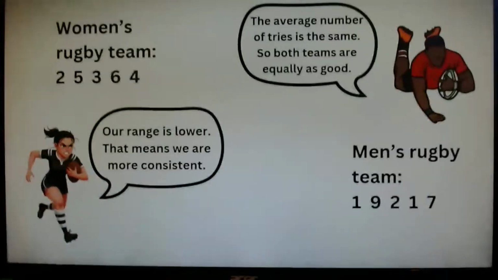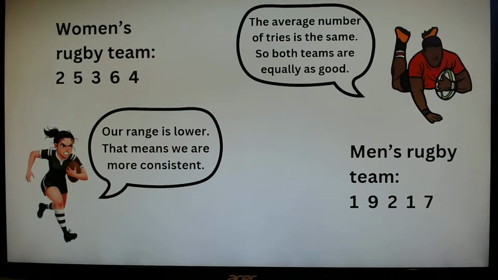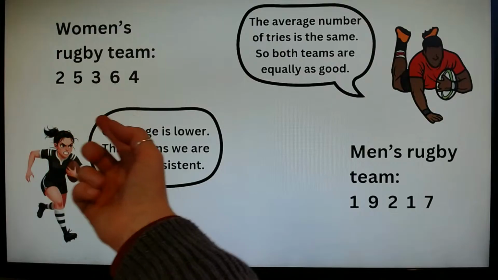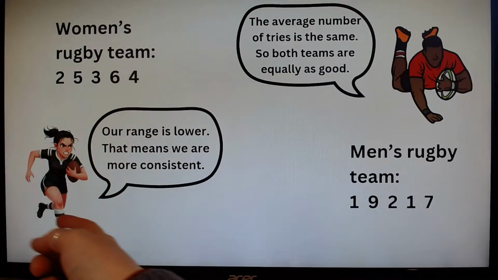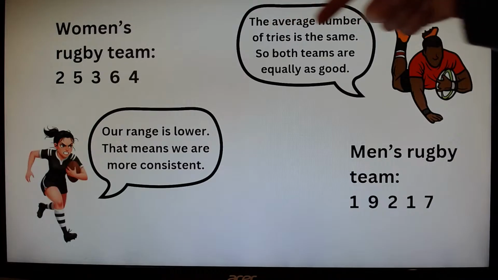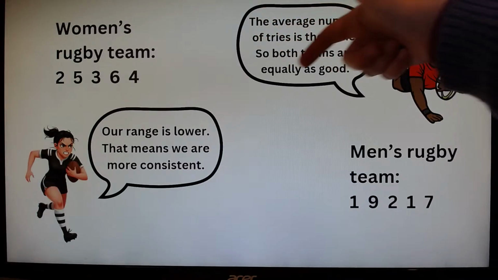So this is the number of tries each of these rugby teams have got in their last 5 games. The women's rugby team got 2 tries, then 5, then 3, then 6, then 4. And the women's rugby team say our range is lower. That means we are more consistent. From the men's rugby team, it says the average number of tries is the same. So both teams are equally as good.